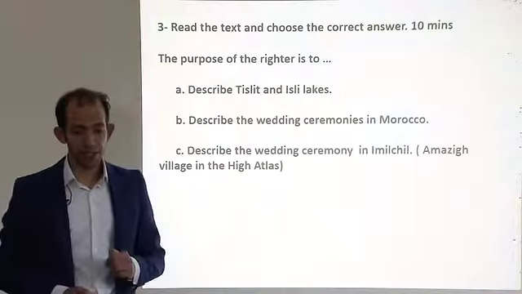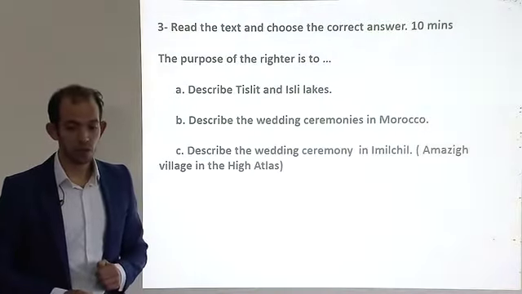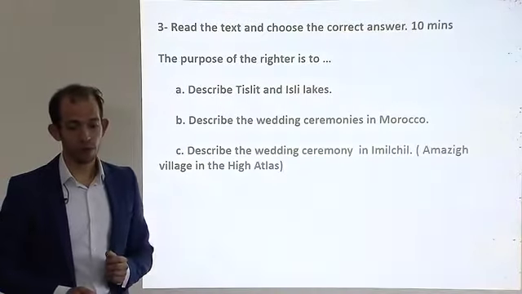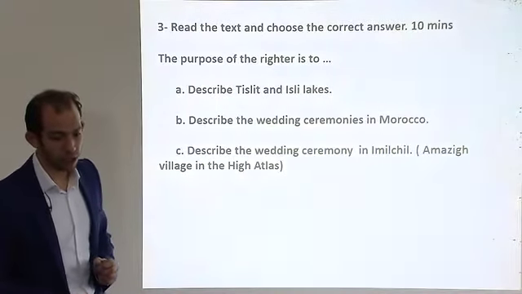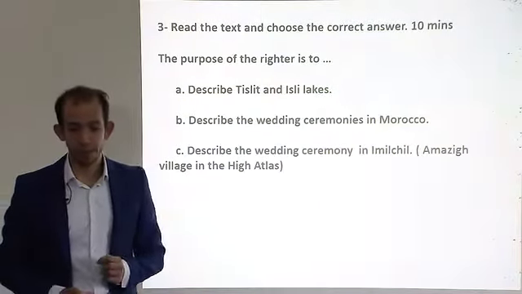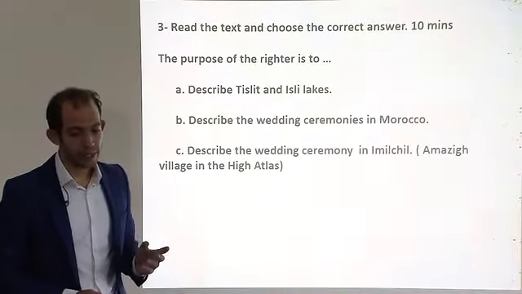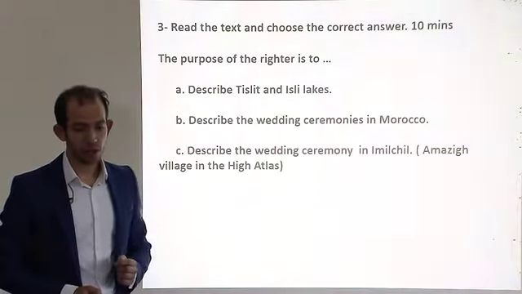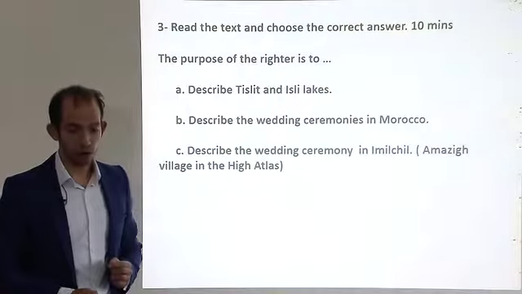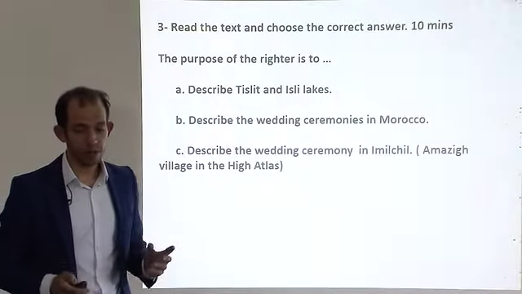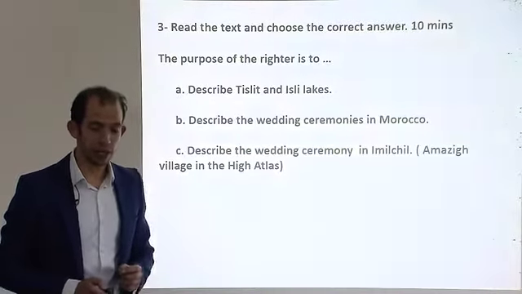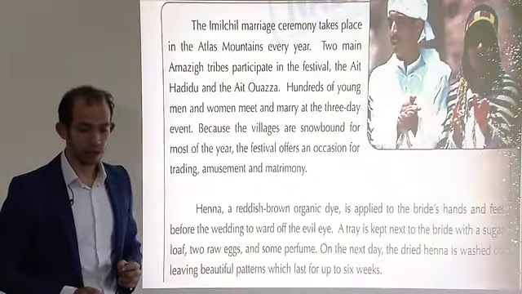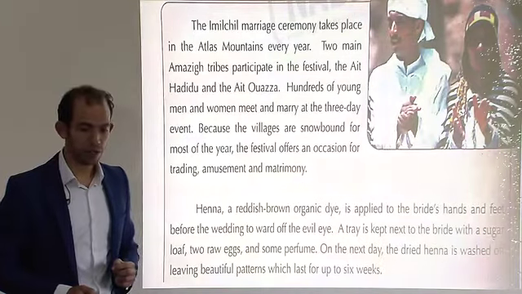You need to read the text and choose the correct answer, and you take 10 minutes. The purpose of the writer is: A, to describe Tislit and Isli lakes. B, to describe a wedding ceremony in Morocco. C, to describe the wedding ceremony in Immilchil, an Amazigh village in the High Atlas. In case you don't have the text, I'm showing it to you here. This is the first part.